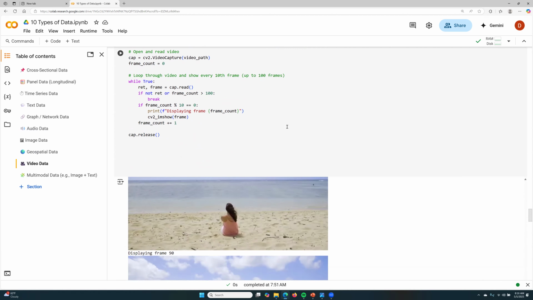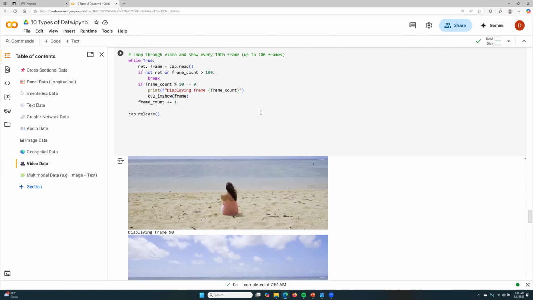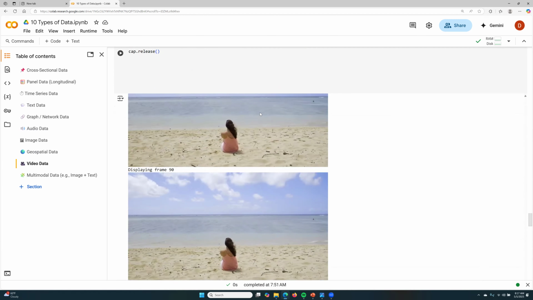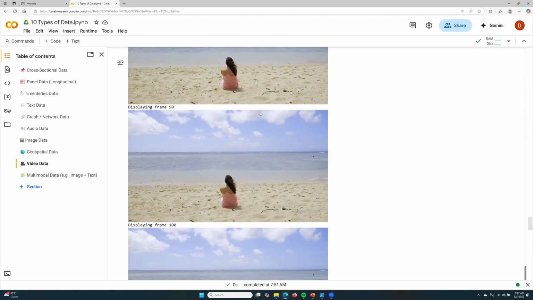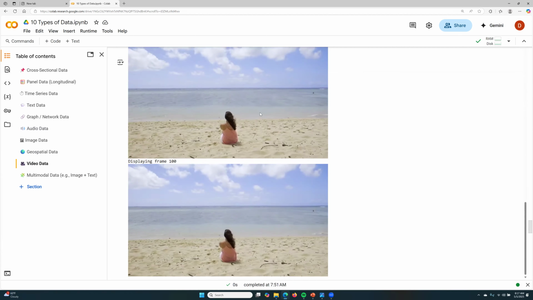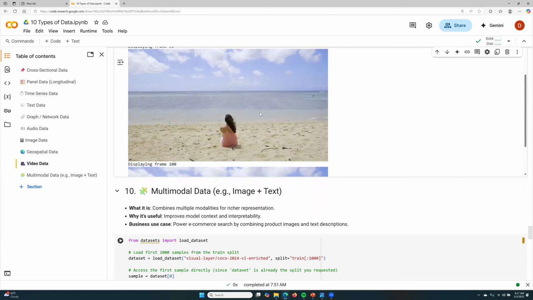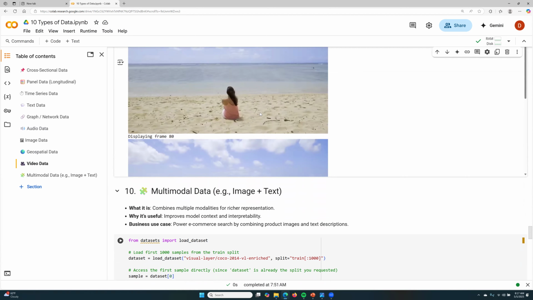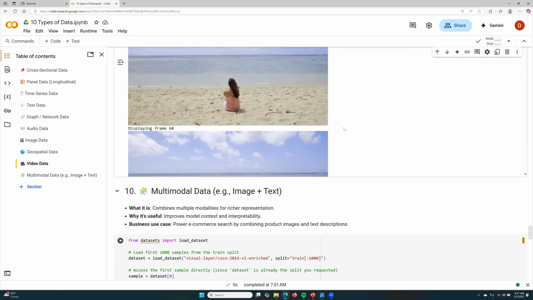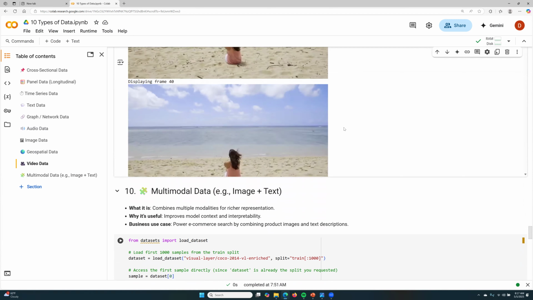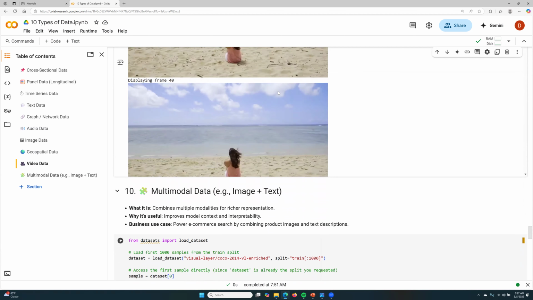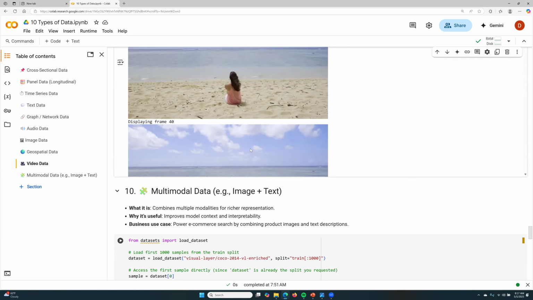So we look at this data set here. I pick up every 10th frame. And you could see this lady on the beach. If you look at it, from this scene to this scene, we could see that her hair is being blown by the wind.